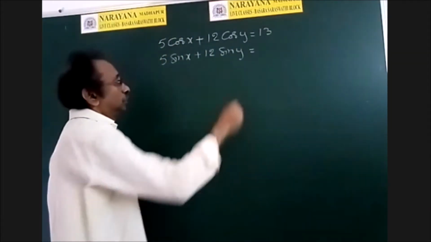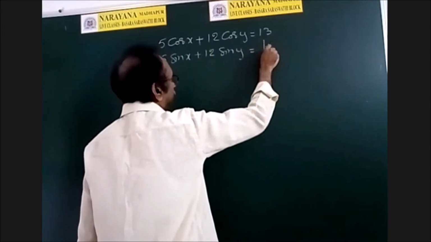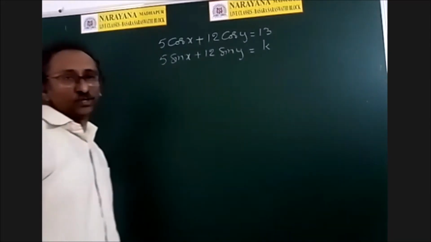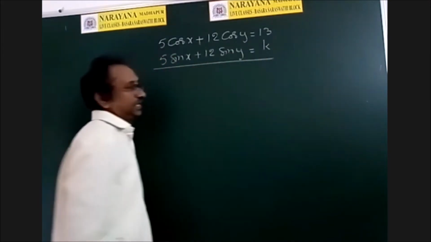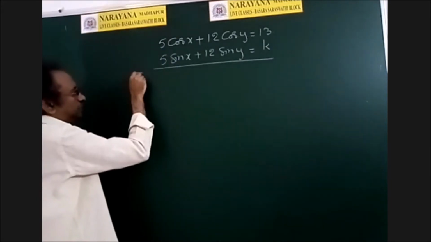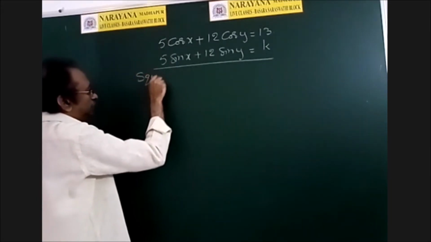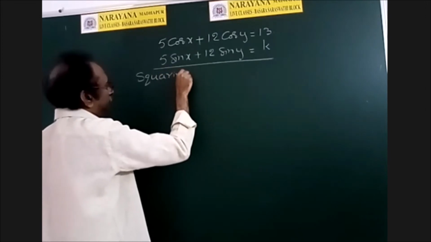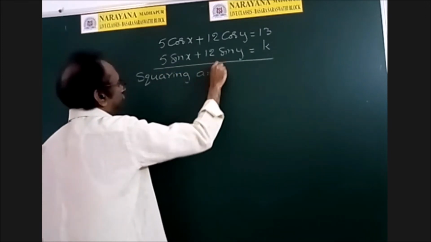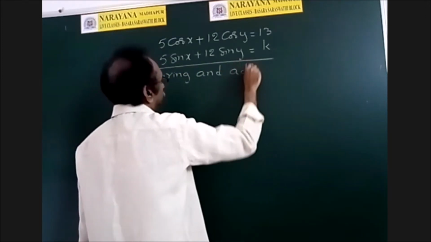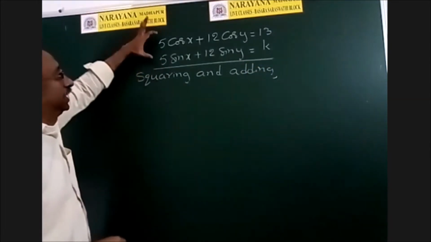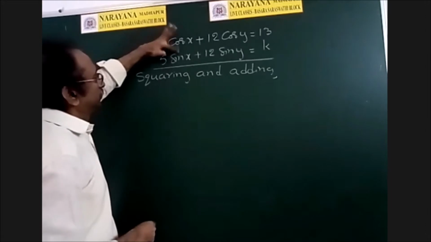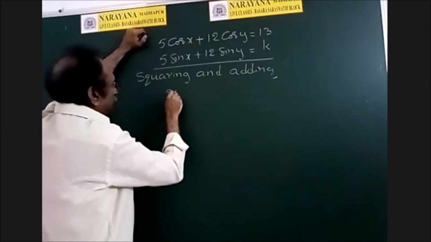So I don't know. Suppose let it be k. The maximum value of that expression is k. Now squaring and adding these two equations. I'm directly squaring and adding: 25 cos square plus 25 sin square, that is 25.